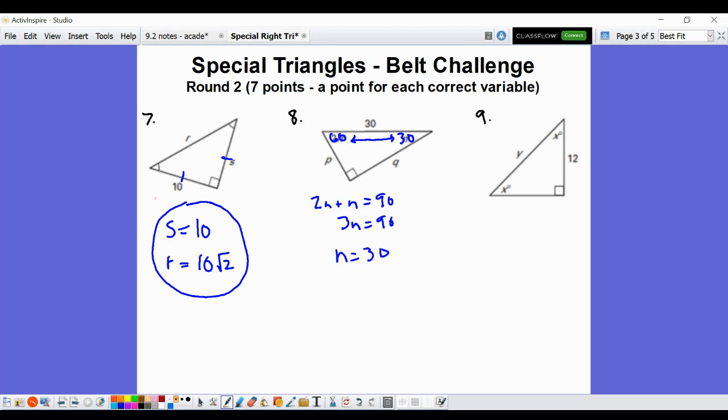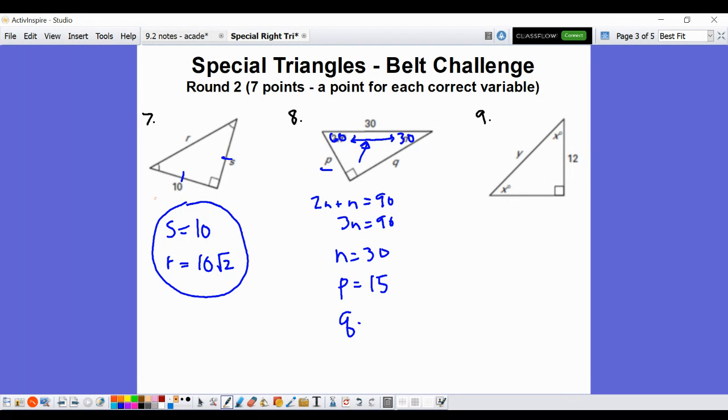So identify, what do we have? Well, we have the hypotenuse here labeled at 30. Ironically, that's the length of it. So we've got to go back to the short leg, which is P, and the relationship between the short leg and the hypotenuse is that the hypotenuse is exactly 2 times the short leg. Therefore, if the hypotenuse is 30, short leg P is exactly half of that, 15.